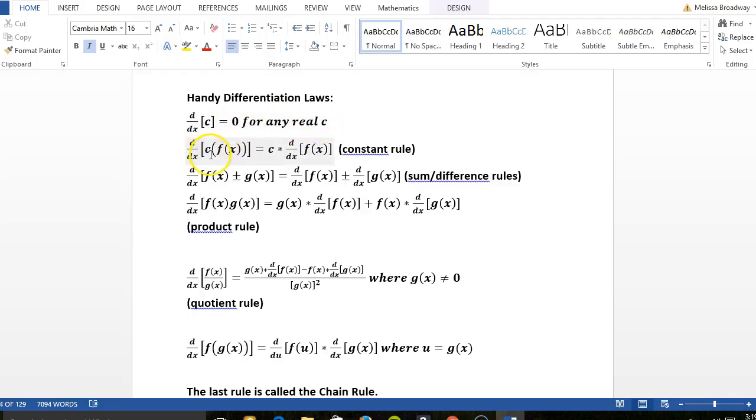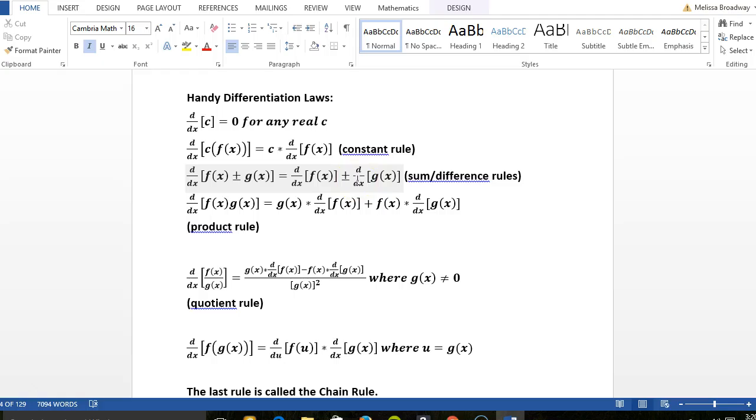The derivative of a fixed real number times f of x is just c times the derivative of f of x. Again, we're assuming that the derivative of f of x exists in the first place, and on all these, we're assuming that, okay? The derivative of f of x plus g of x, enclosed in parentheses, is the sum of the derivatives. The derivative of the difference is the difference of the derivatives.